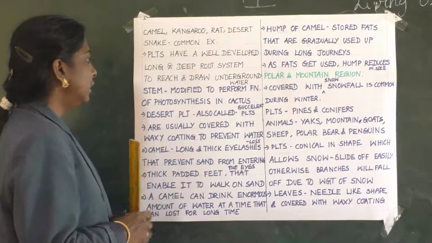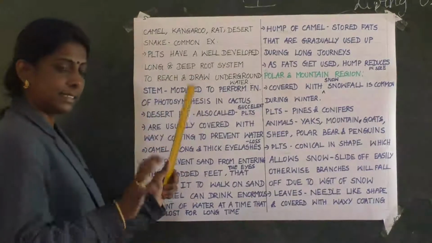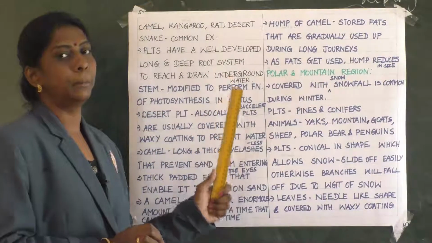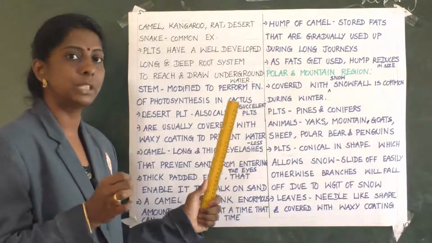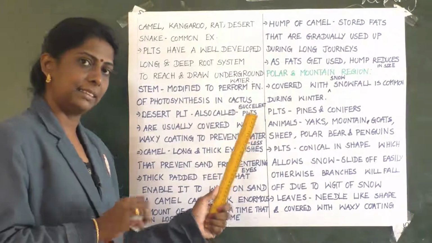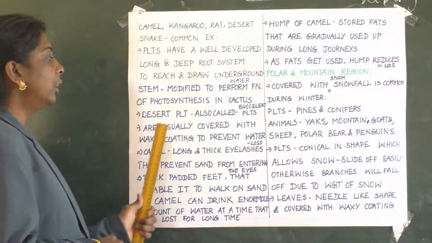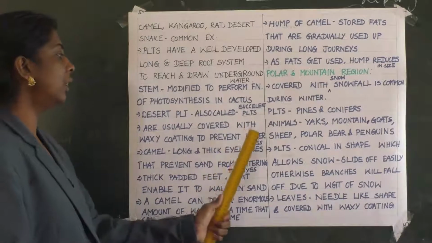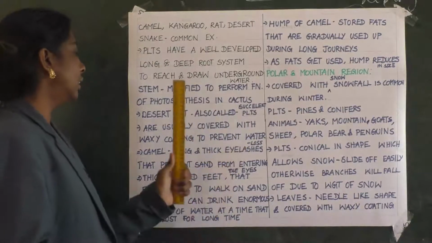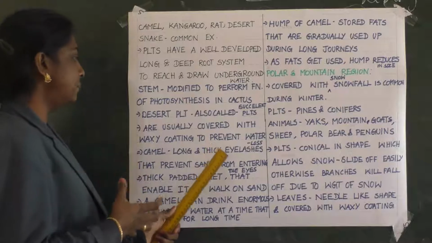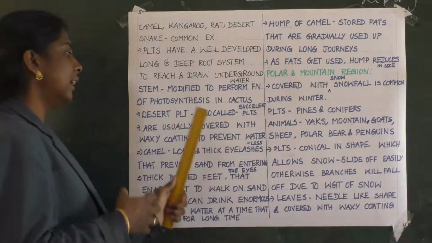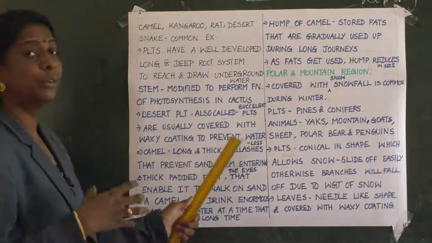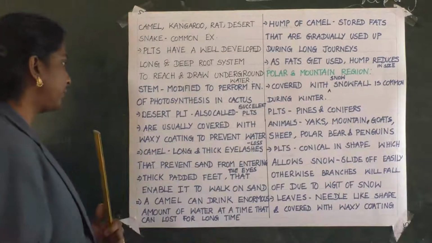Then, the cactus desert plant is also called a succulent plant. Clear? They are usually covered with a waxy coating to prevent water loss. Generally, these desert plants are covered with a waxy coating. The leaves are usually covered with a waxy coating to prevent water loss.